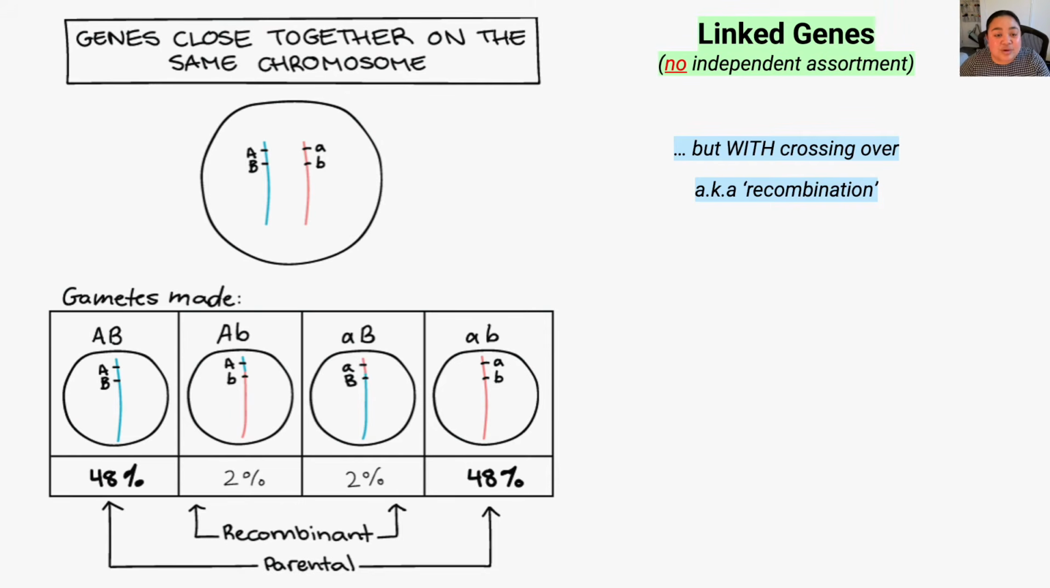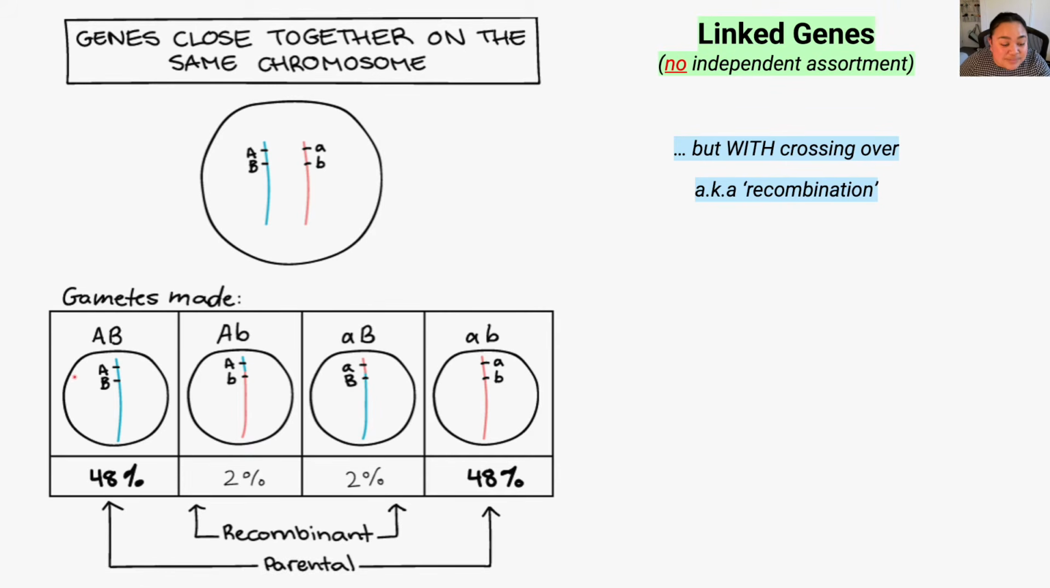So remember, crossing over is a chance event. It happens at random. So in the rare chance crossing over happens between the paternal blue chromosome and the maternal pink chromosome, we can create recombinant gametes. These increase genetic variation because these gametes are different to both of the parents.